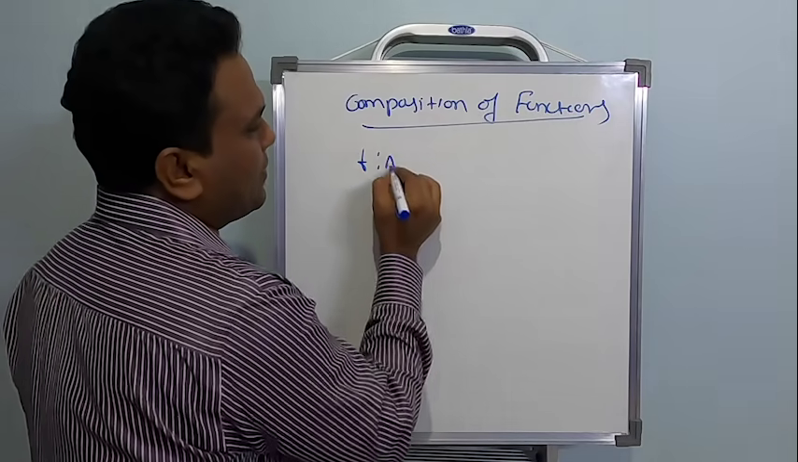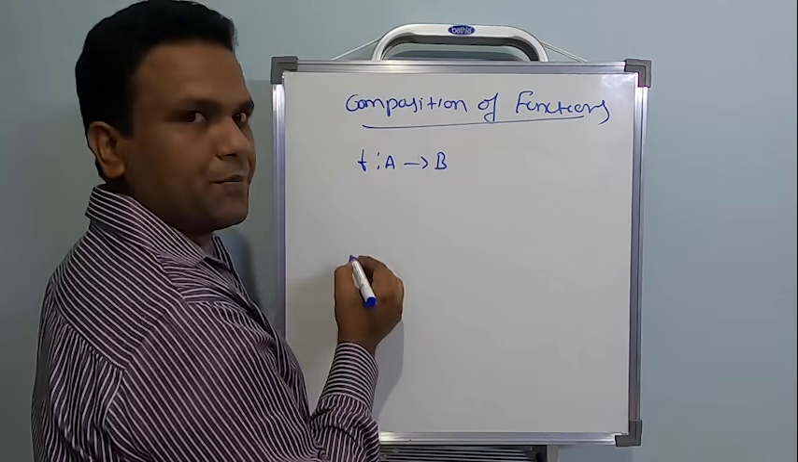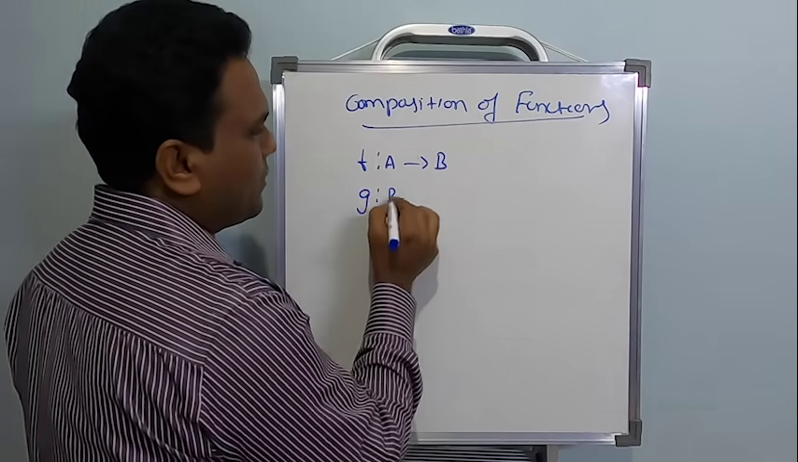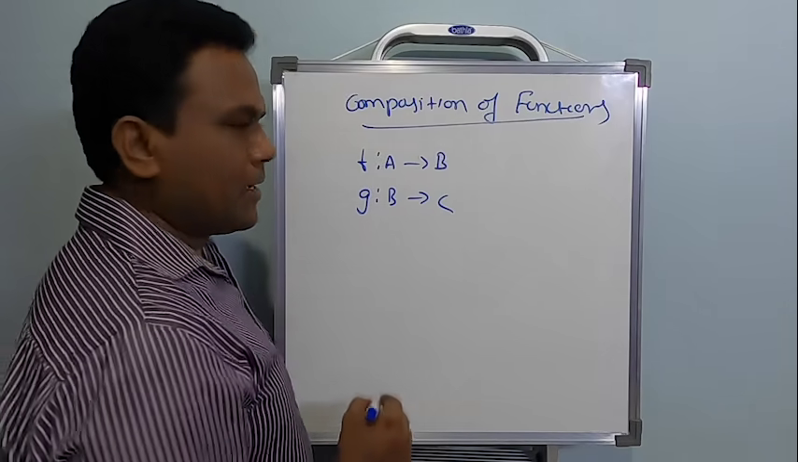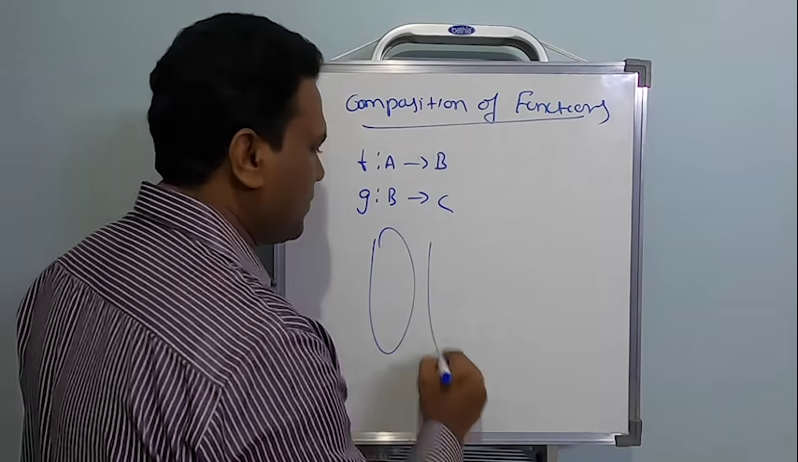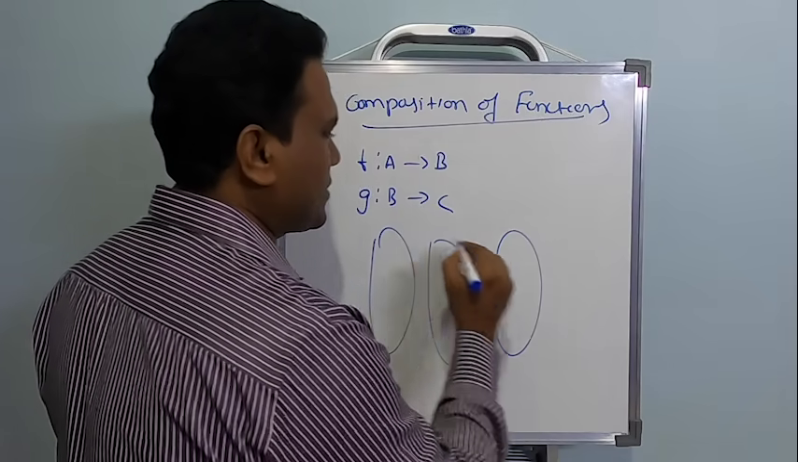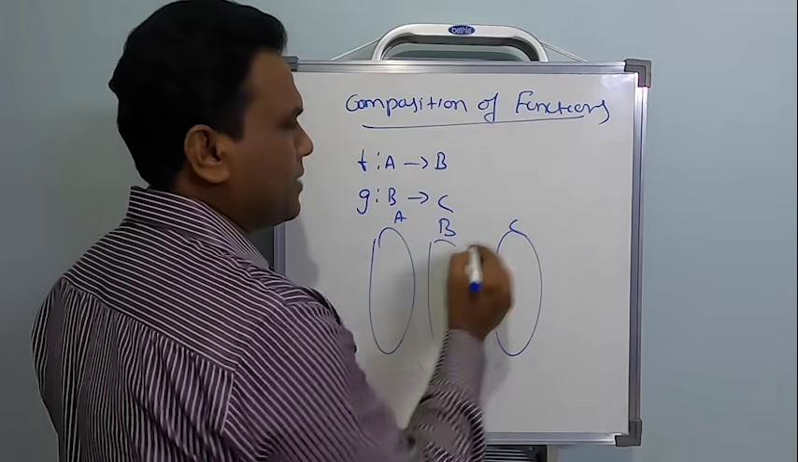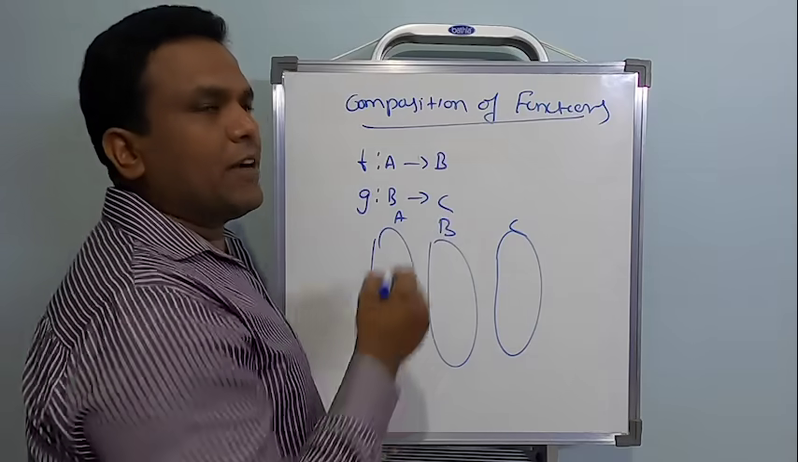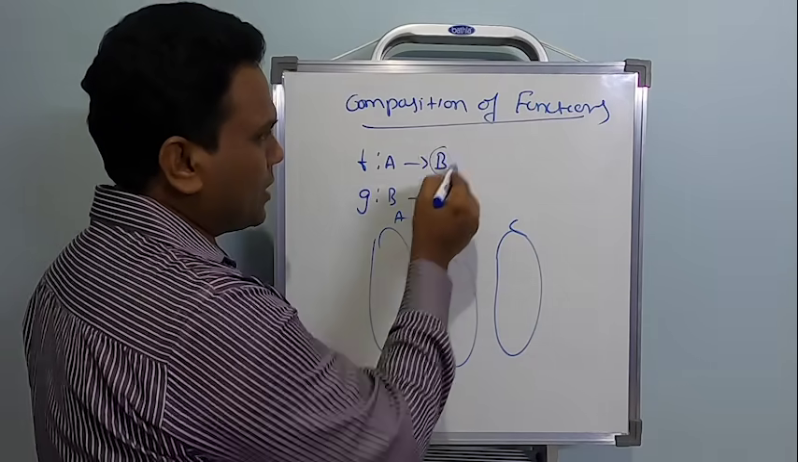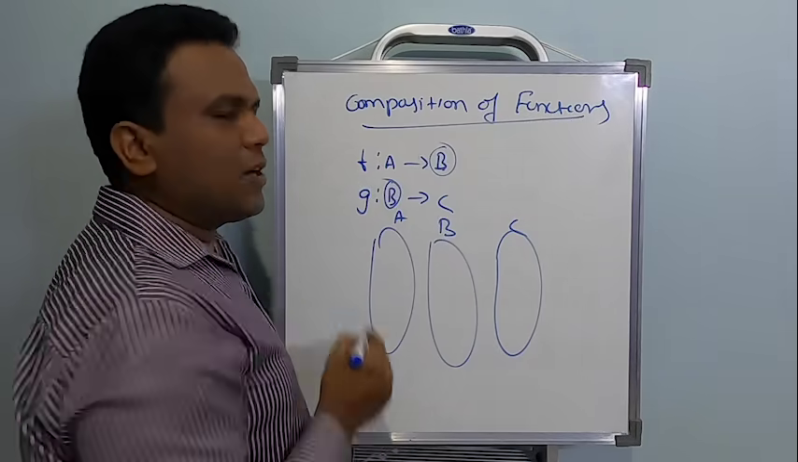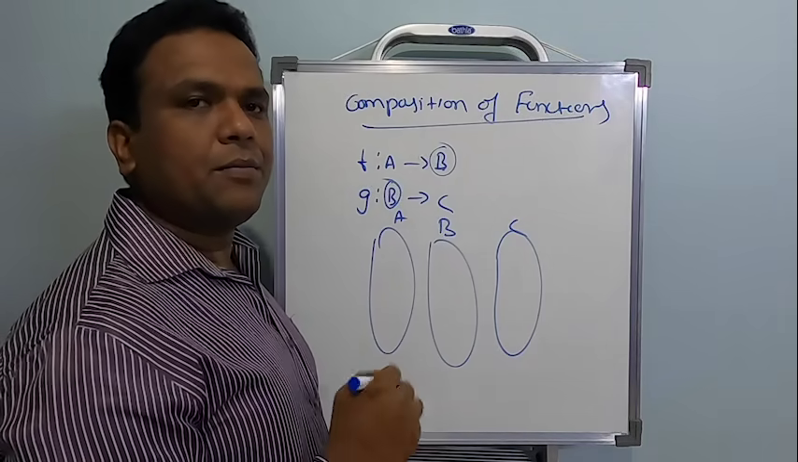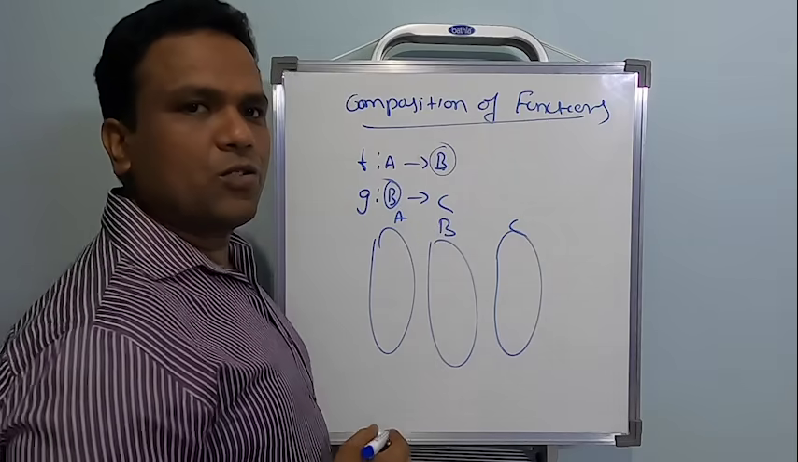First thing, there is a function f from set A to set B. There is one more function g from B to C, right? If I try to write this in an arrow diagram, there are three sets under discussion: set A, set B, set C. When you are defining the composition of two functions, the codomain of the function f should be equal to the domain of the function g. That is the thing which you have to take here.